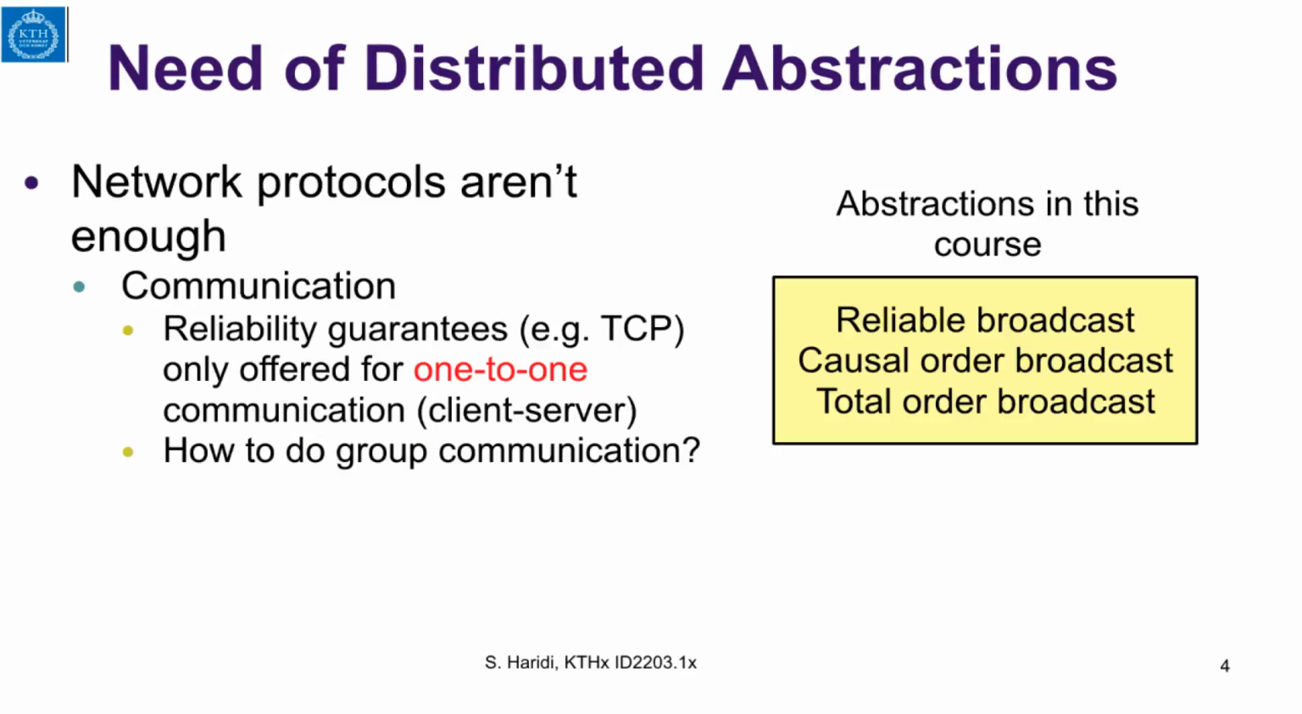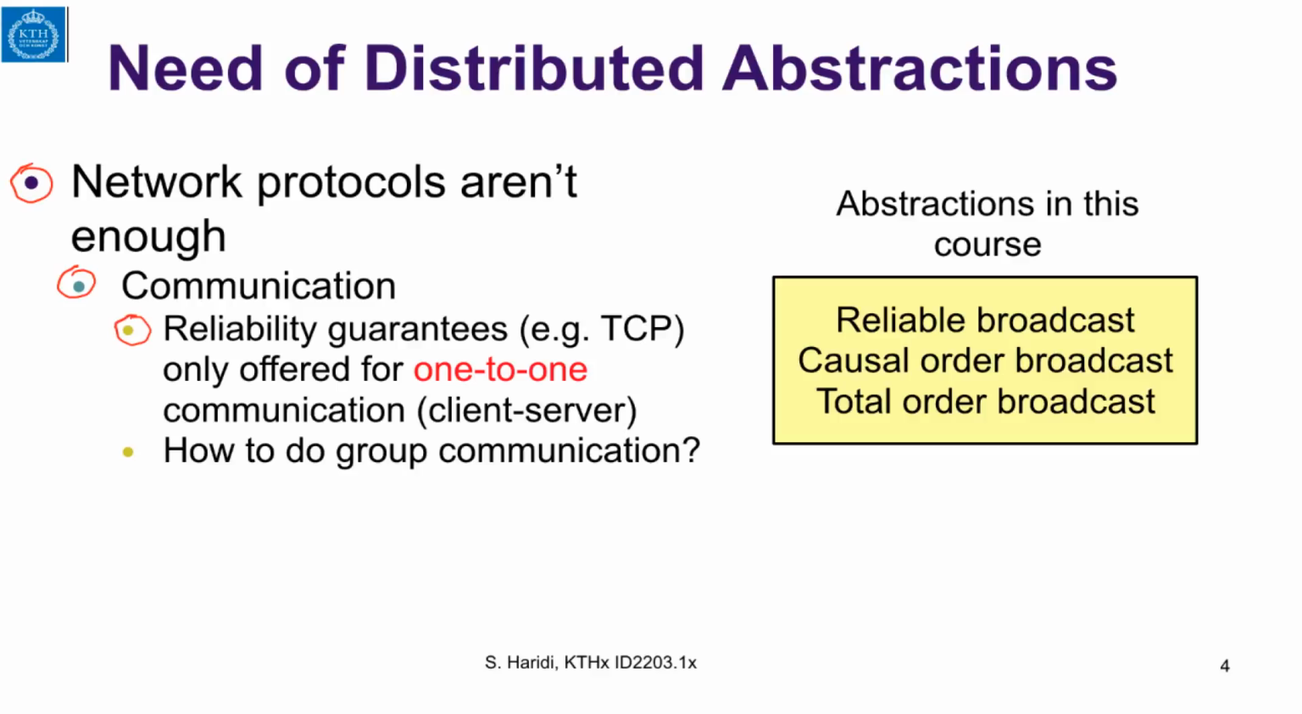So why do we need distributed abstraction? First of all, network protocols aren't enough. Network protocols provide point-to-point communication services. So the reliability guarantees, for example for TCP, are only offered for one-to-one communication. This is typical for, say, client-server applications.